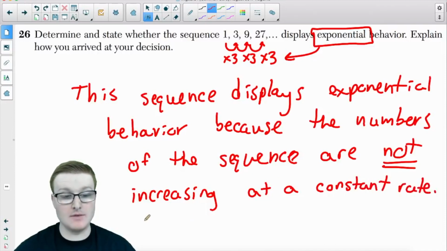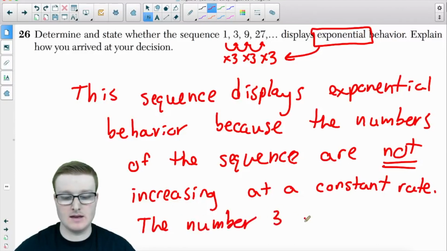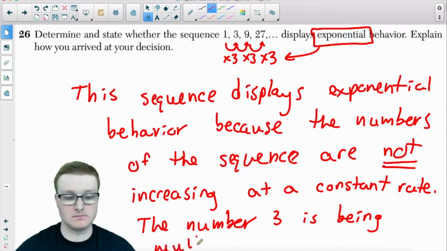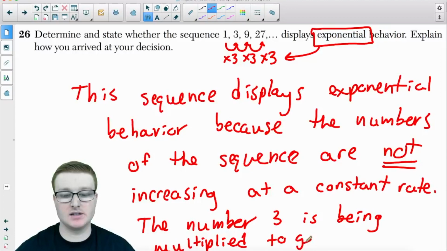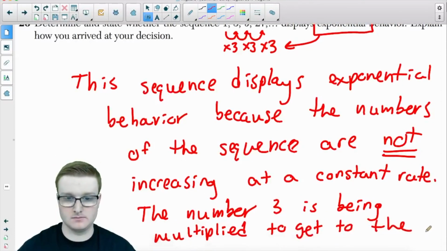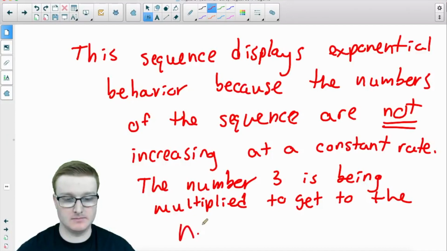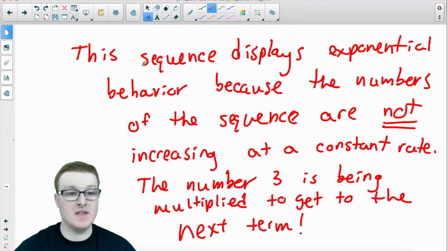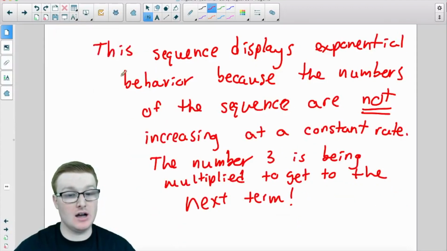Okay? The number 3 is being multiplied to get to the next term. And that's how you explain your answer.